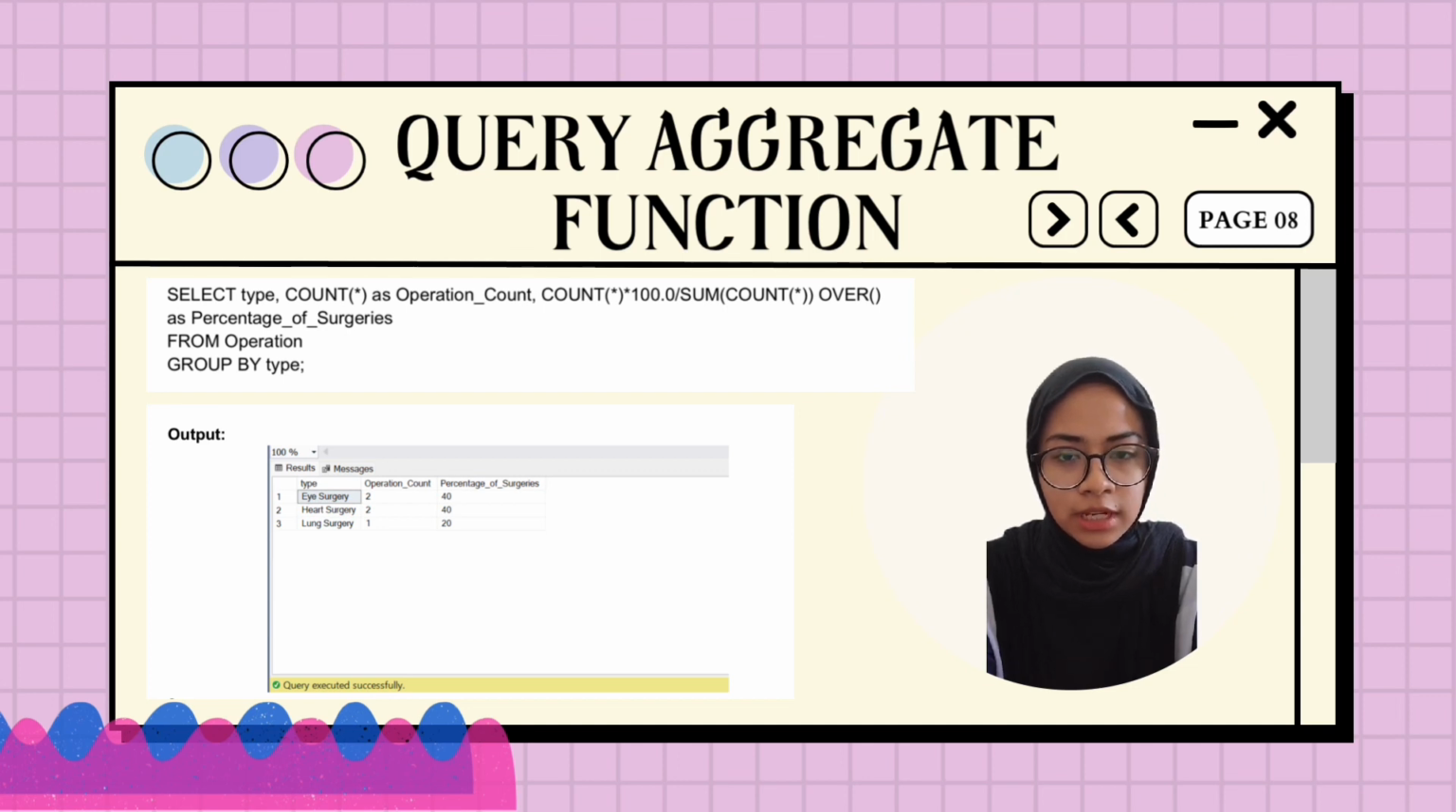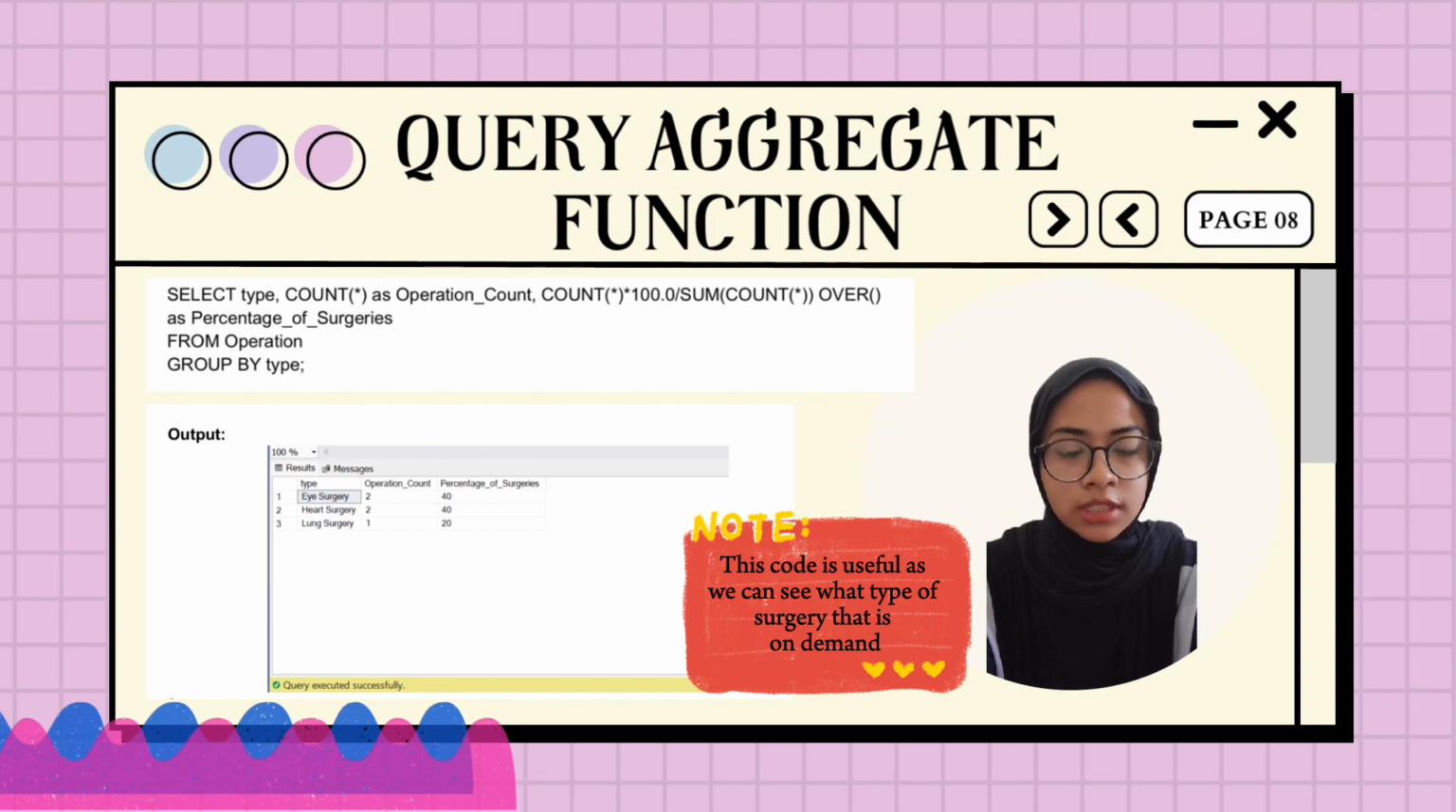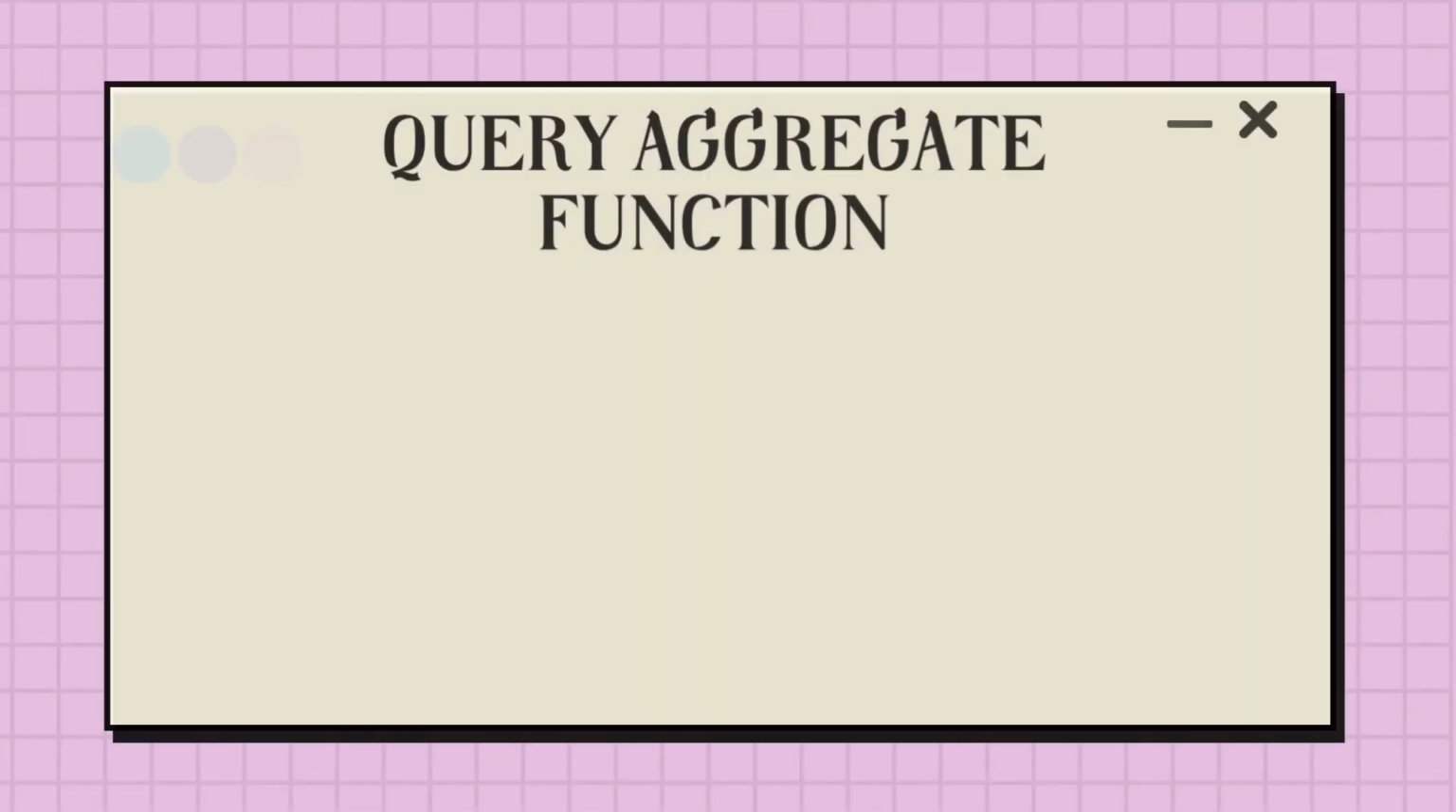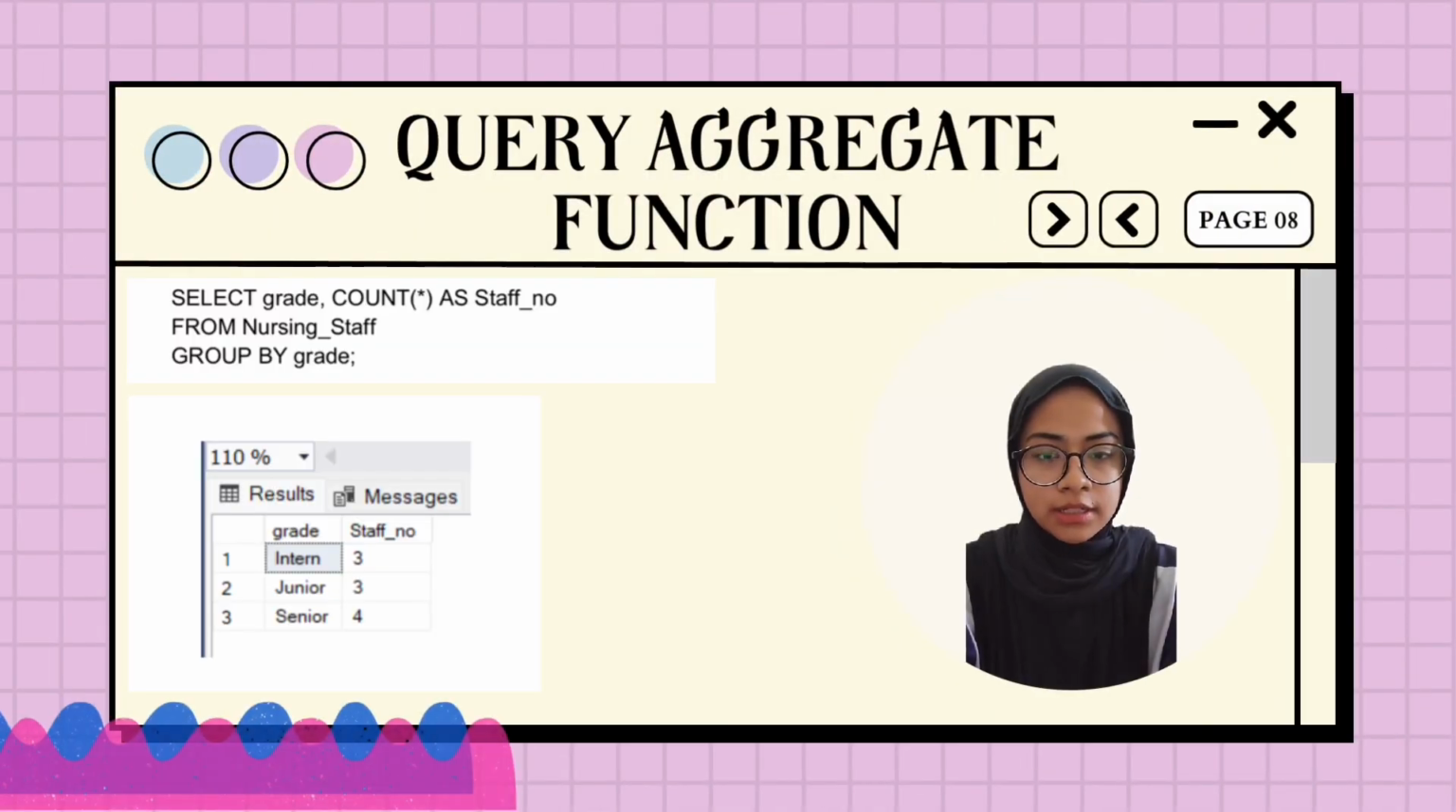Line 3 groups the selected data by type column, so the count function is applied to each surgery type separately. The third query groups the staff members in the nursing staff table by grades and counts the number of staff members in each grade. Line 1 selects the grade column and the count of staff with each grade using the count function. Line 2 specifies the table from which to retrieve the data, the nursing staff table.